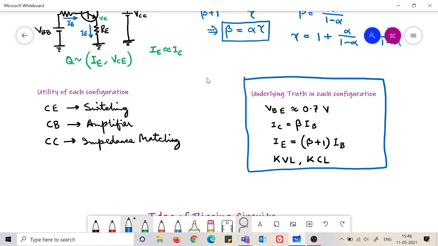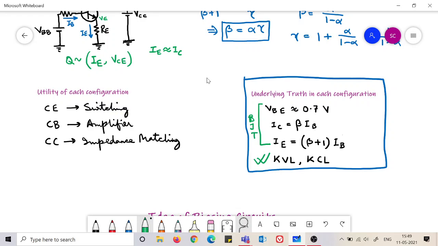So you see this part is coming from the transistor or the BJT, these equations. These are network equations, KVL and KCL. So only by using this thing you can solve all the circuits. But these circuits are employed for different uses. Common emitter for switching, common base.